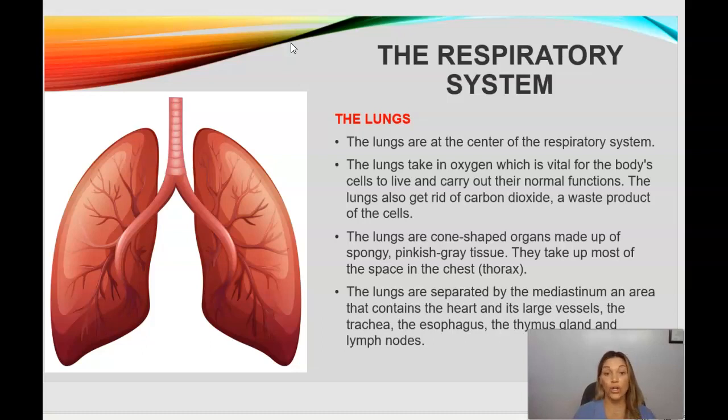The lungs are cone-shaped, as you can see here in this picture, and they're made up of a spongy pinkish-gray tissue, and they take up most of the space in the chest cavity. The lungs are separated by the mediastinum, an area that contains the heart and the heart's large vessels, the trachea, the esophagus, the thymus gland, and also the lymph nodes.